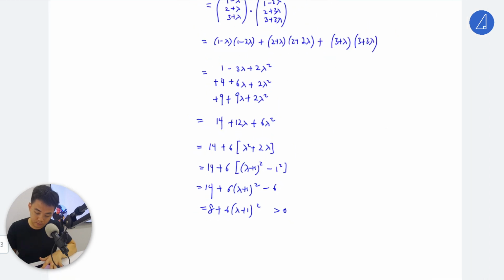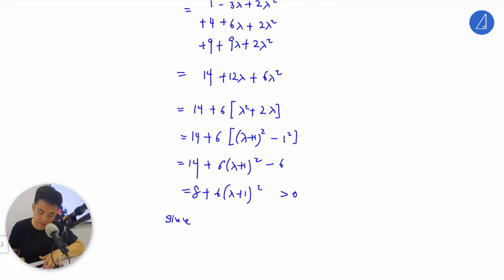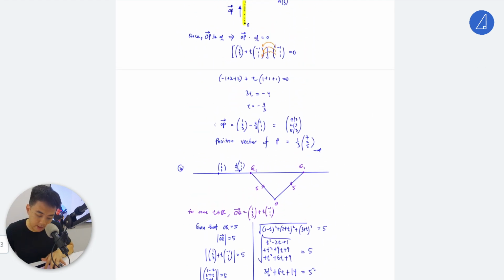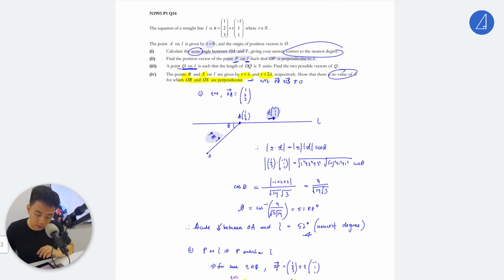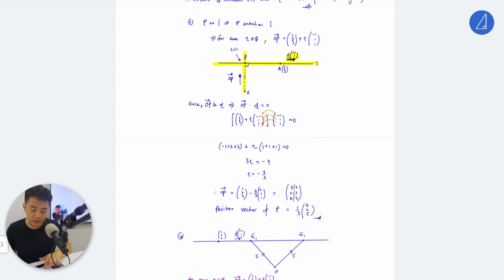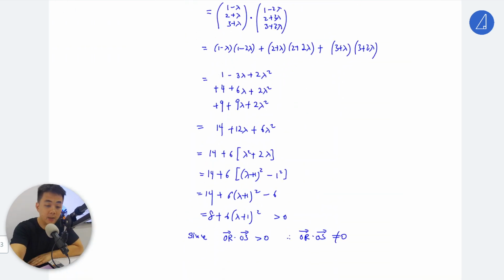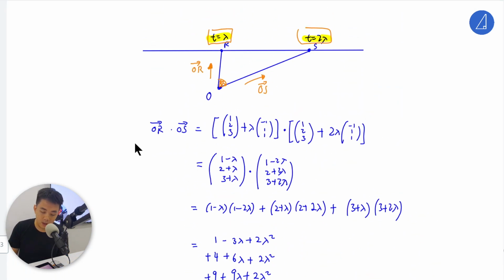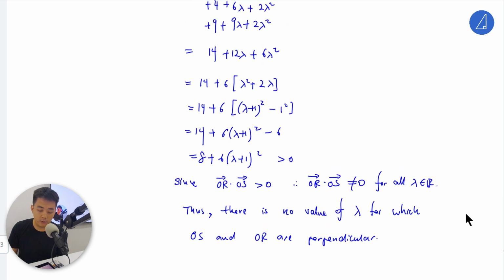So since OR dot OS cannot be 0, there's no value of lambda for which they are perpendicular. So that's how you show. You show that it's always positive. Then you know that for all real values of lambda, OR dot OS cannot be 0. So there's no value of lambda for which OR and OS are perpendicular.